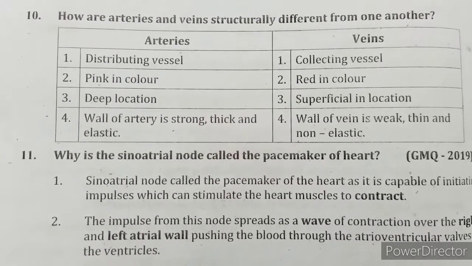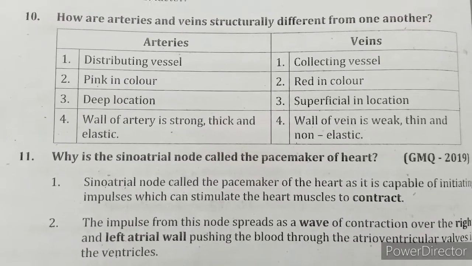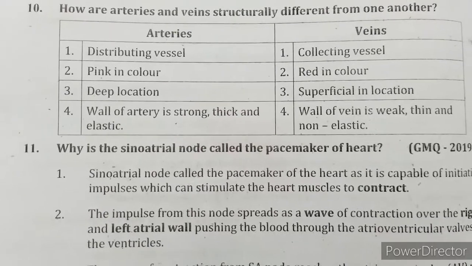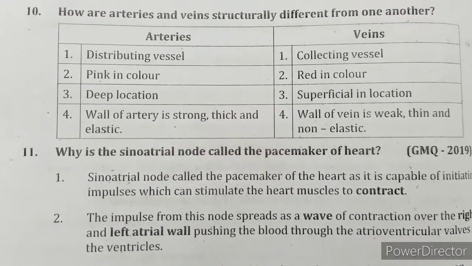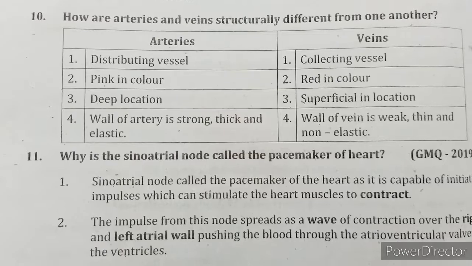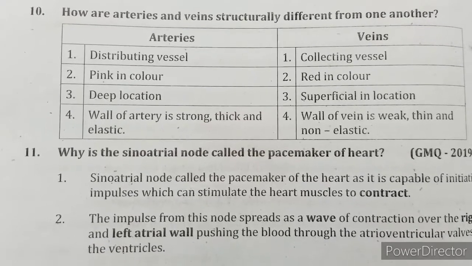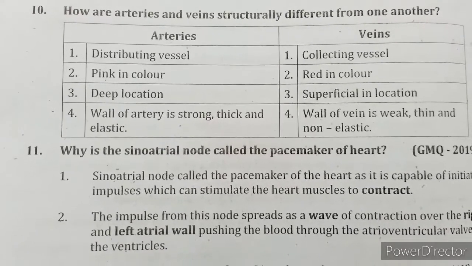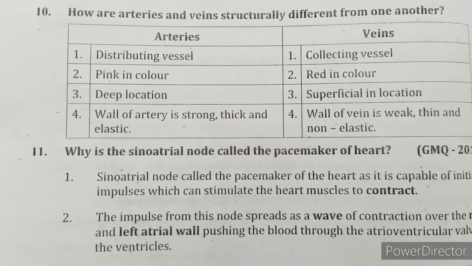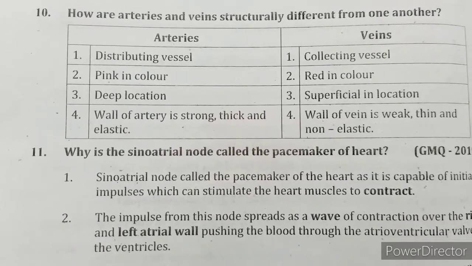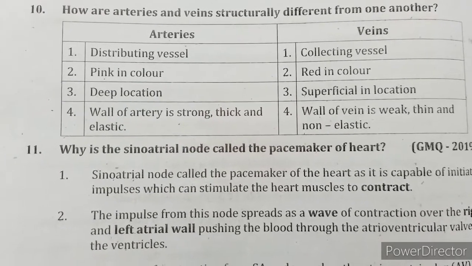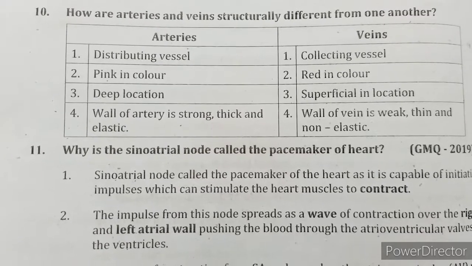How are arteries and veins structurally different from one another? Arteries are distributing vessels, veins are collecting vessels. Arteries are pink in color, veins are red in color. Arteries are deep in location, veins are superficial in location. The wall of an artery is strong, thick and elastic. The wall of a vein is weak, thin and non-elastic.